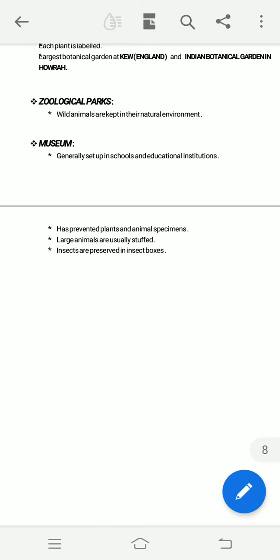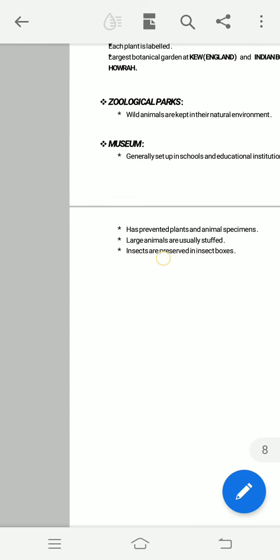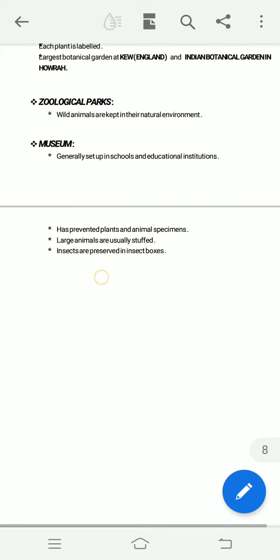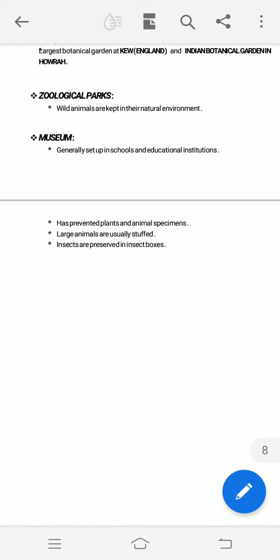Large animals are usually stuffed. That means they will remove all the organs of the animals, and they usually use cotton or something else and stuff the animal to give its original shape. So they are saying the animals are usually stuffed. Insects are preserved in insect boxes. They will have specific boxes to preserve insects, called insect boxes.